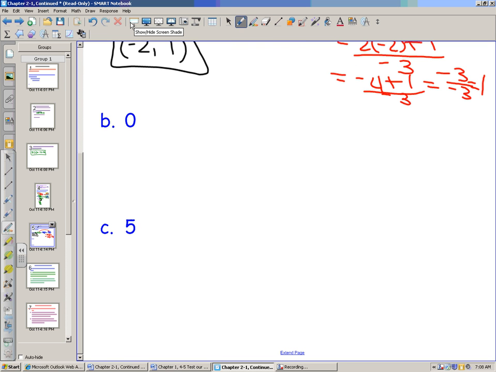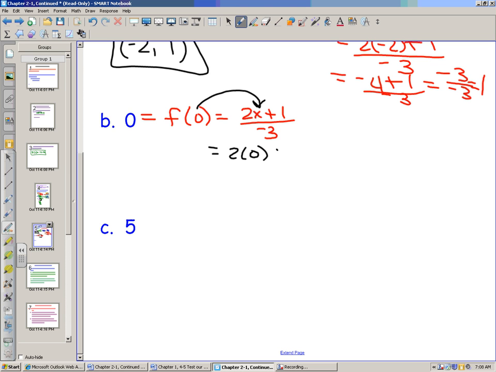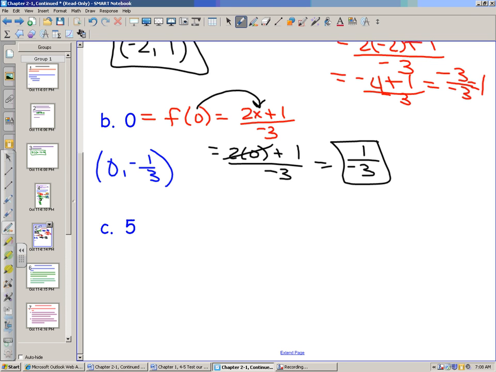Same concept. This time, I'm evaluating at 0, which means I'm doing f at 0 for the function (2x plus 1) over -3. Every place I see an x, I plug in 0. So that's 2 times 0 plus 1. That's going to give me a -1/3. Am I done? Ordered pair. My ordered pair is going to be (0, -1/3).